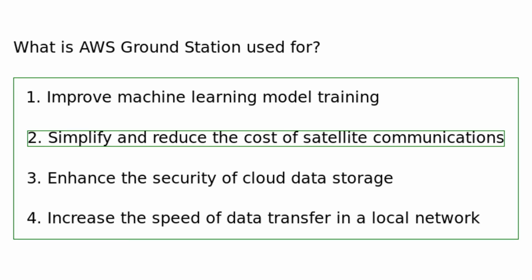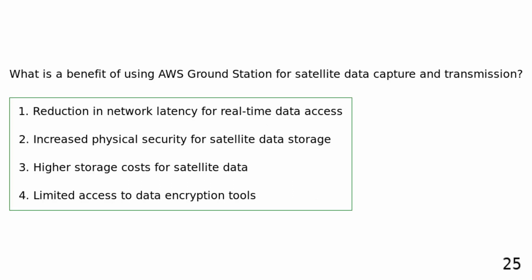AWS Ground Station is used to simplify and reduce the cost of satellite communications, making it easier for customers to control and manage their satellite data. What is a benefit of using AWS Ground Station for satellite data capture and transmission?